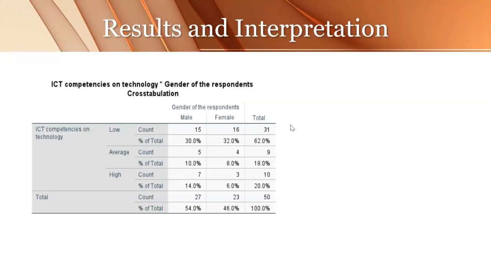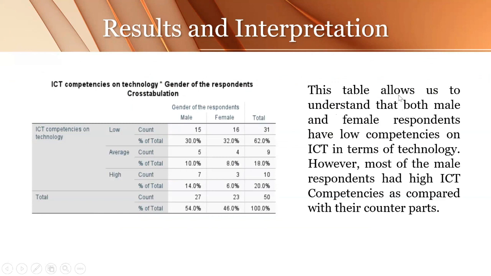Now coming to the results, as you can see here, we have taken low and high ICT competencies and gender wise. This particular table indicates that both male and female respondents have low competencies in ICT in terms of technology. If you look at the low level, both are at the same level, 30% and 32%. Okay.